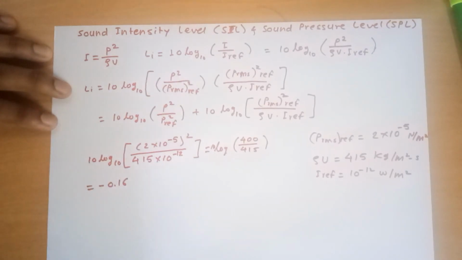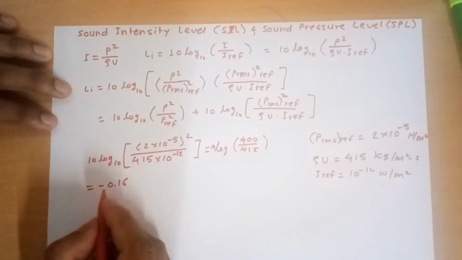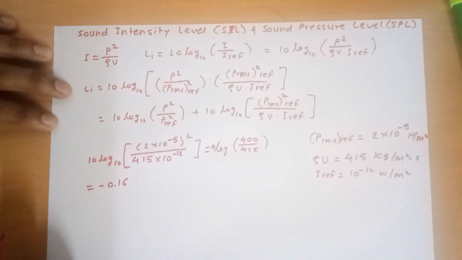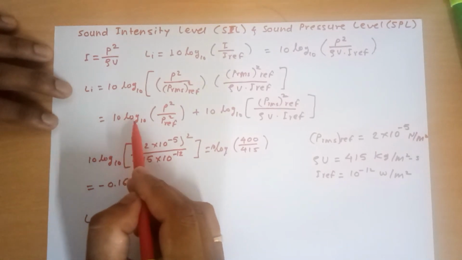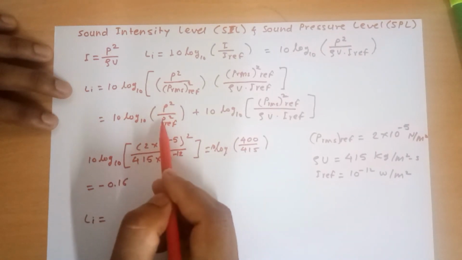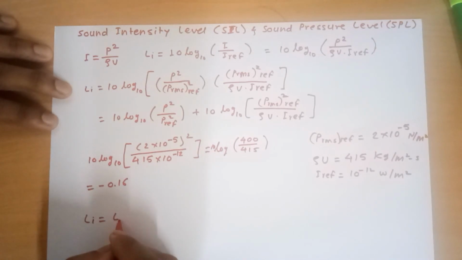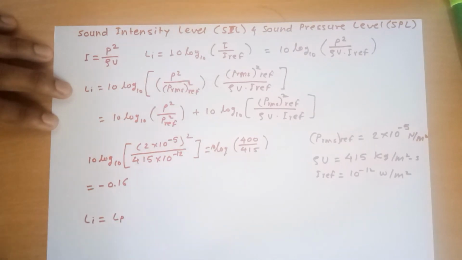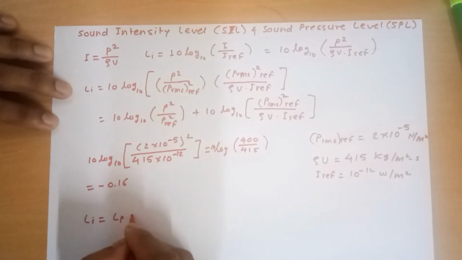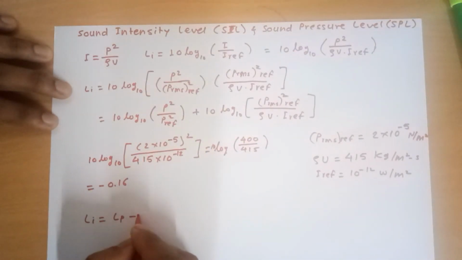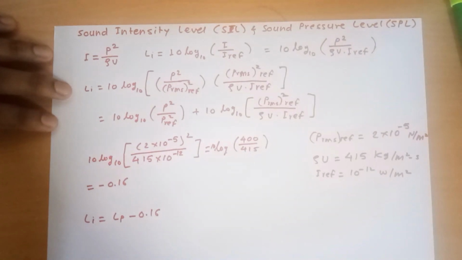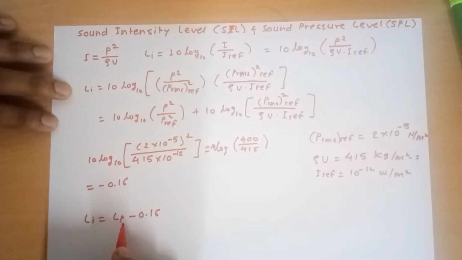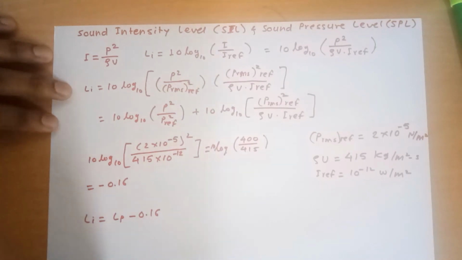So this value becomes minus 0.16. So here when we put this in this equation, Li is equal to 10 log to the base 10 of P square divided by P square reference, this is nothing but SPL, that is sound pressure level. So this is the sound pressure level, and instead of the second term we will have just minus 0.16. So this is how sound pressure level and sound intensity level are related.